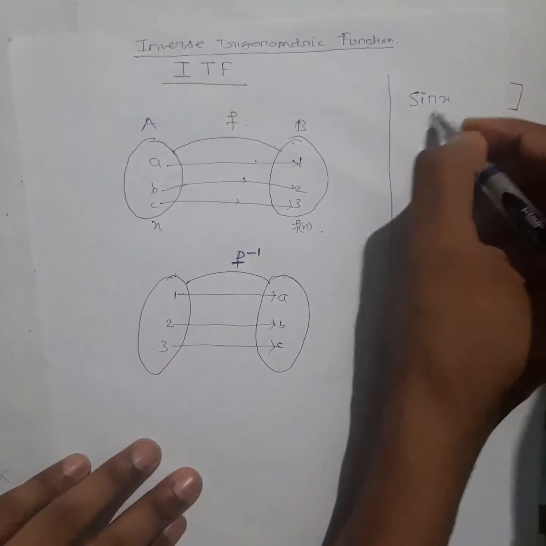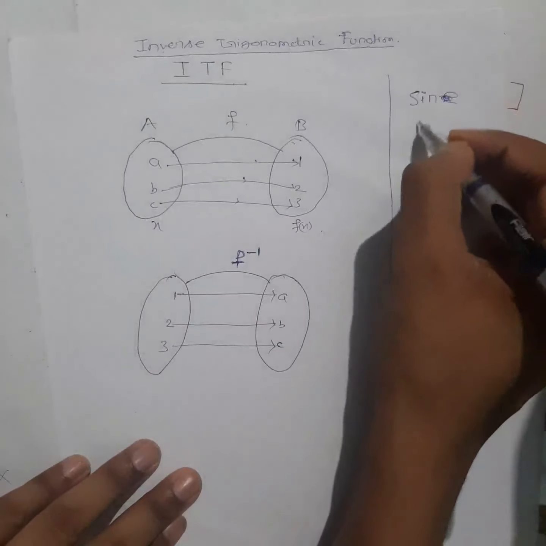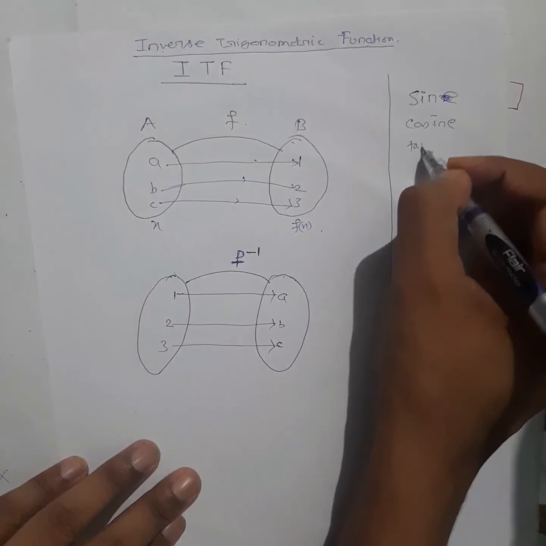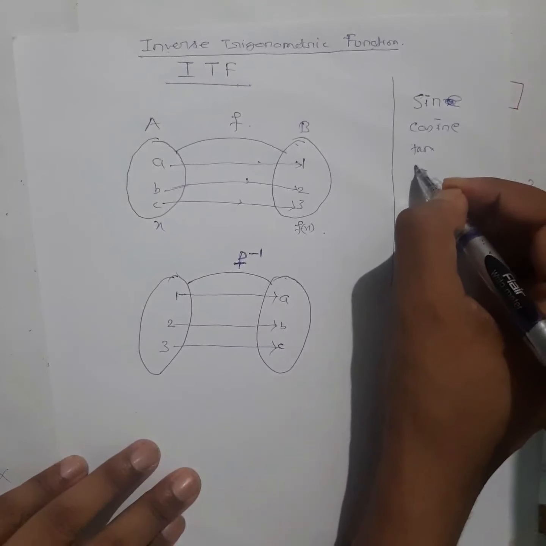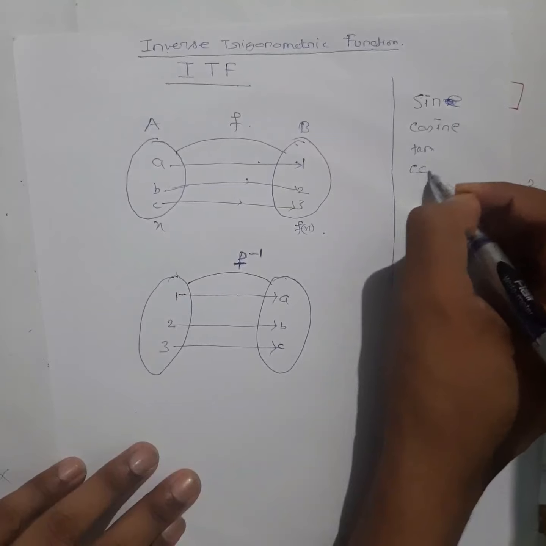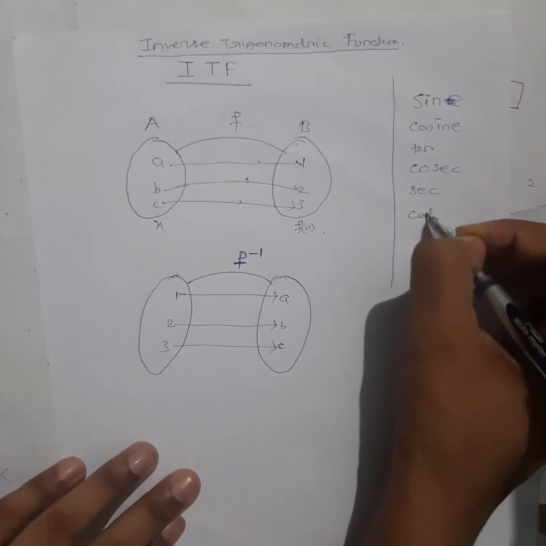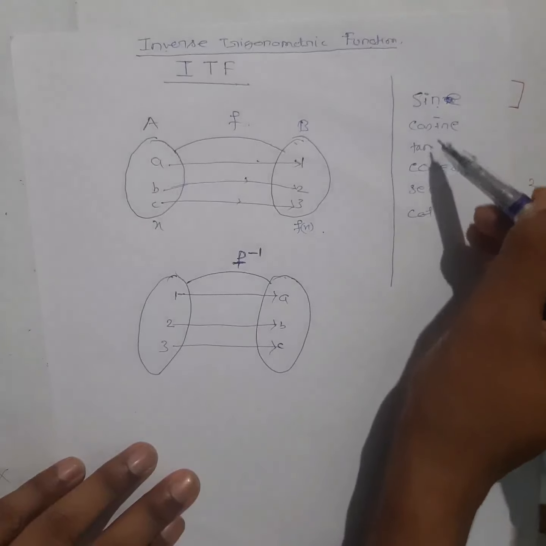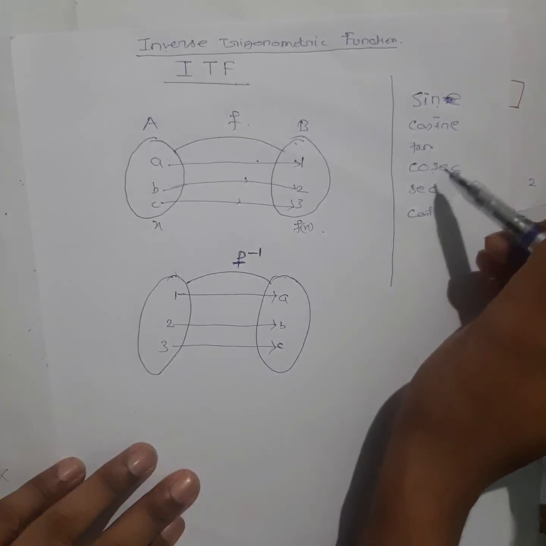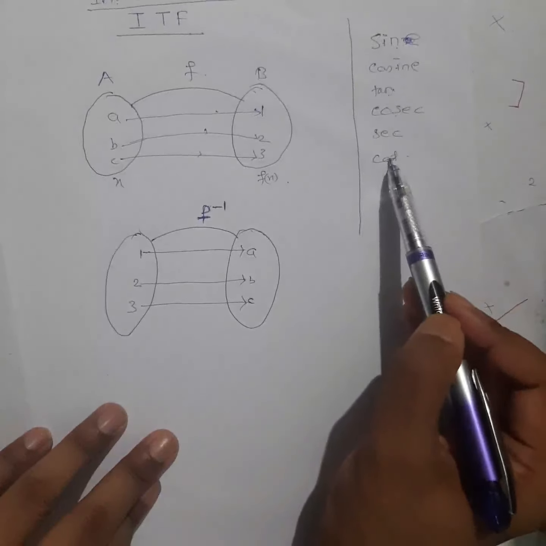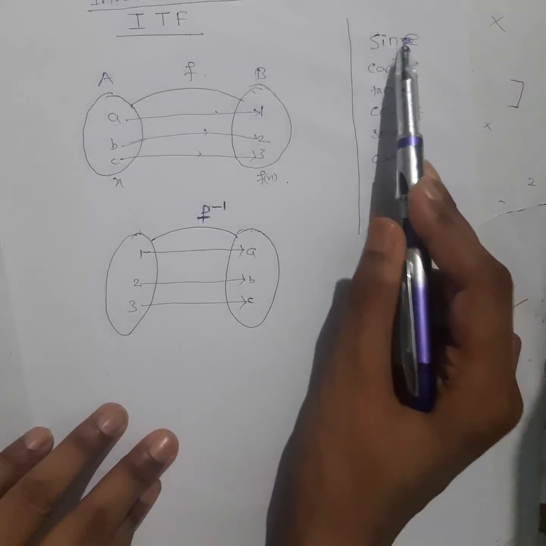Remember sine x, or I will write sine, cosine. Then you have studied about tangent. Then you have studied about cosec, sec, cot. Right, so these are the six trigonometric functions. Now why it is called a function, that also you will understand now. Okay, these six trigonometric functions we have studied.